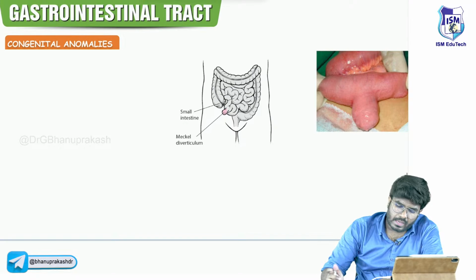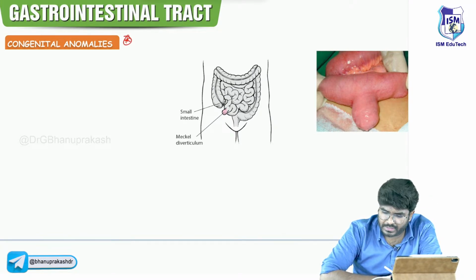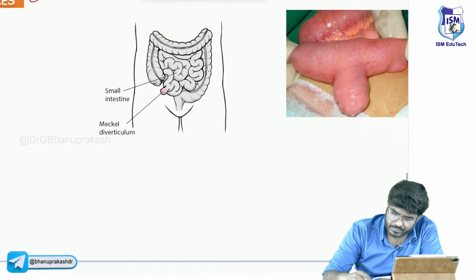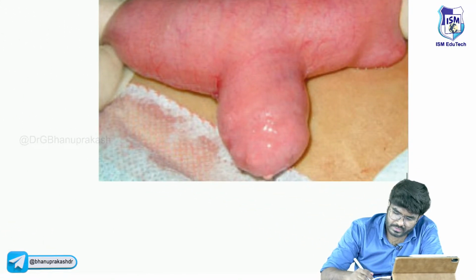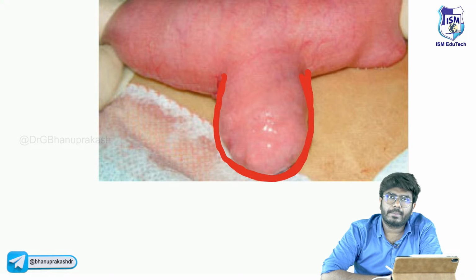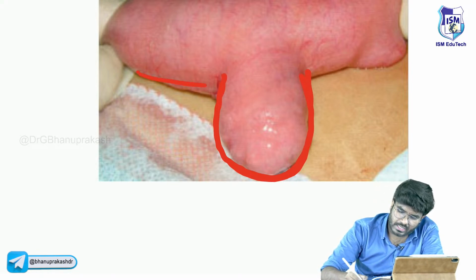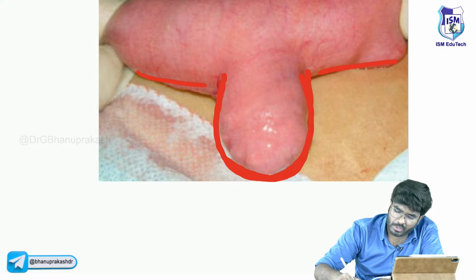Next, one more congenital anomaly I am showing you here. Can you tell me, sir, what exactly is the problem here? There is a pouch that is forming from the intestine. This is the normal intestine, and from this intestine, there is a pouch that is forming.